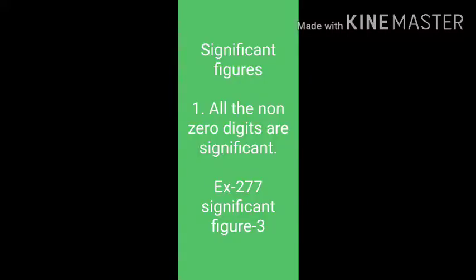Now we will focus on significant figure. Significant figure is necessary for data transmission. In some cases of data transmission, significant figure is an essential thing. So we will see how the significant figure is defined. To know this, we have to focus on some points. Rule 1: all the non-zero digits are significant. Look at the example 277. These three numbers are non-zero, so the significant figure of this number is 3.